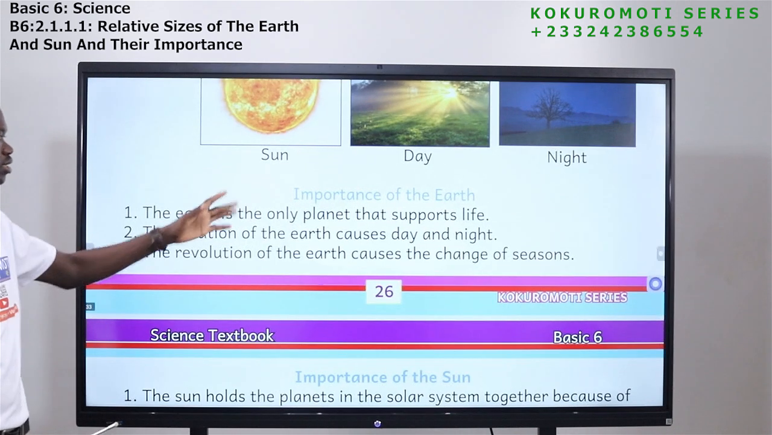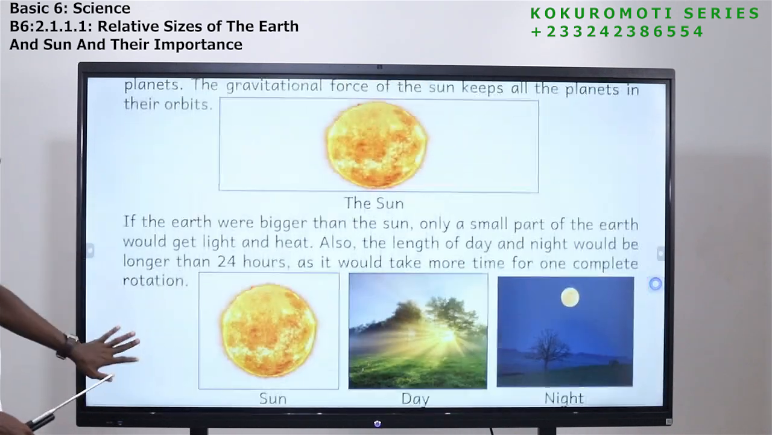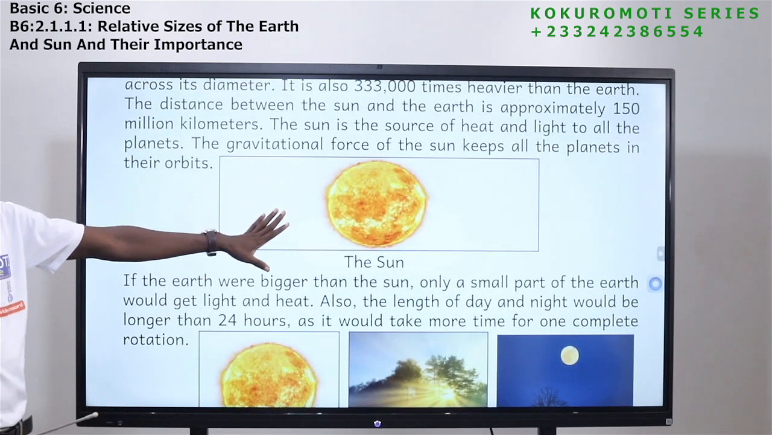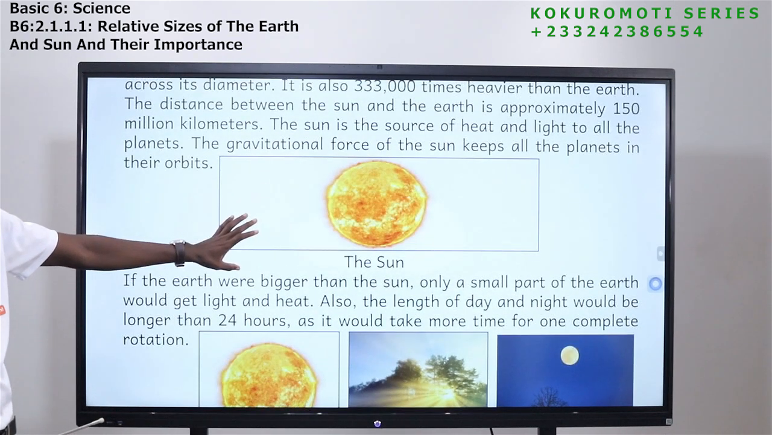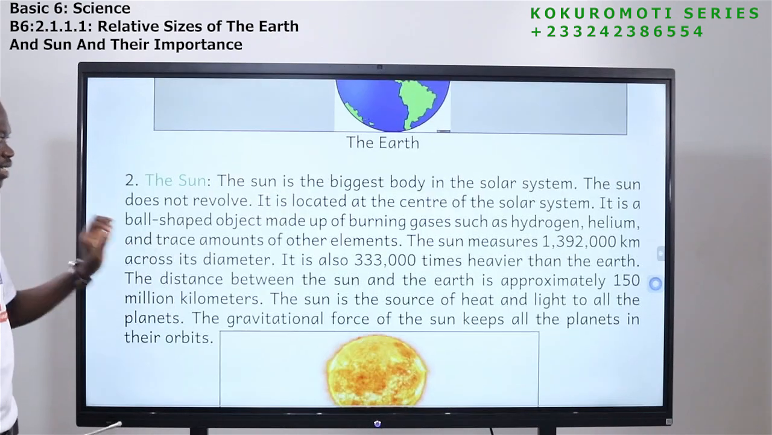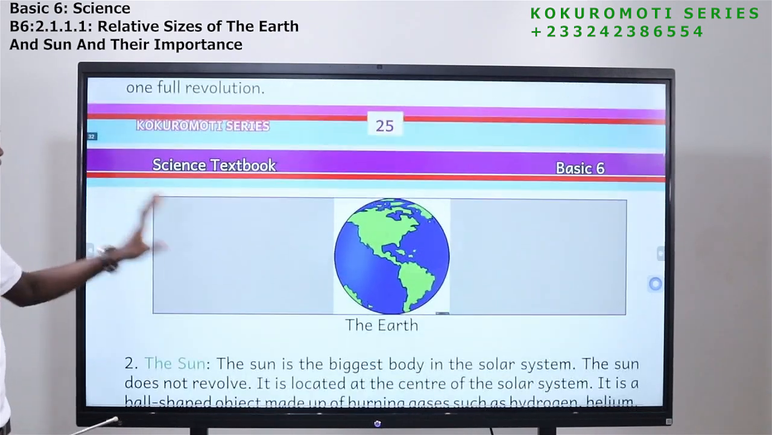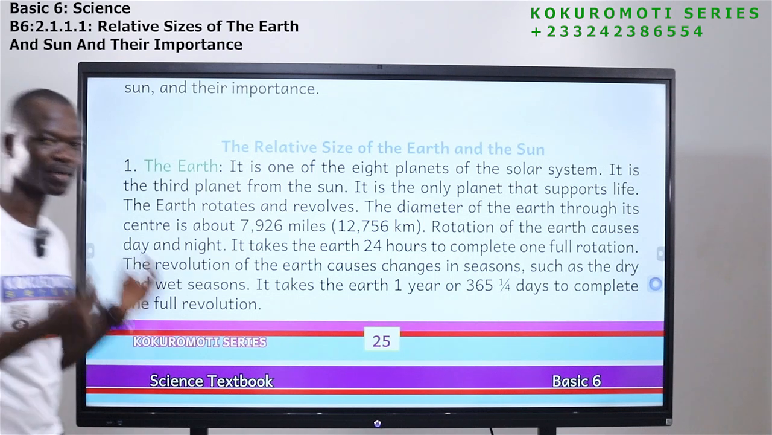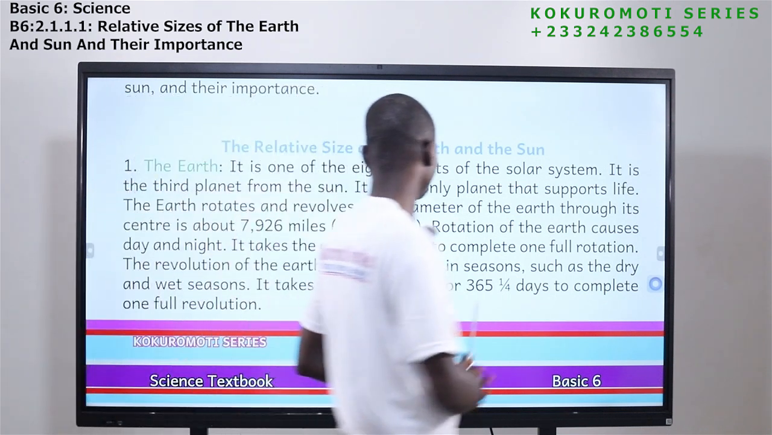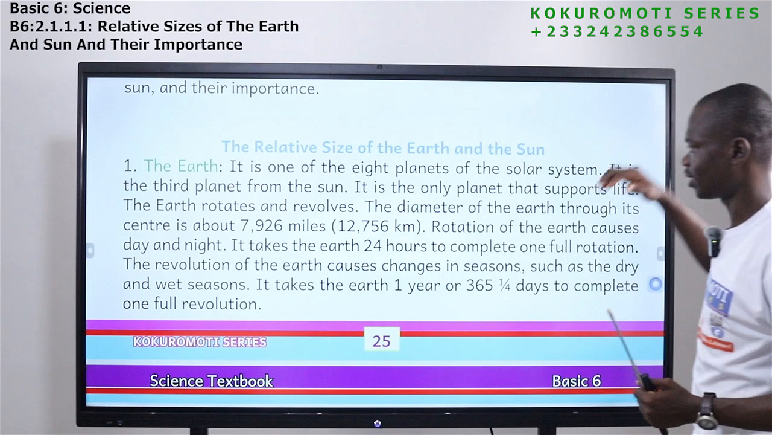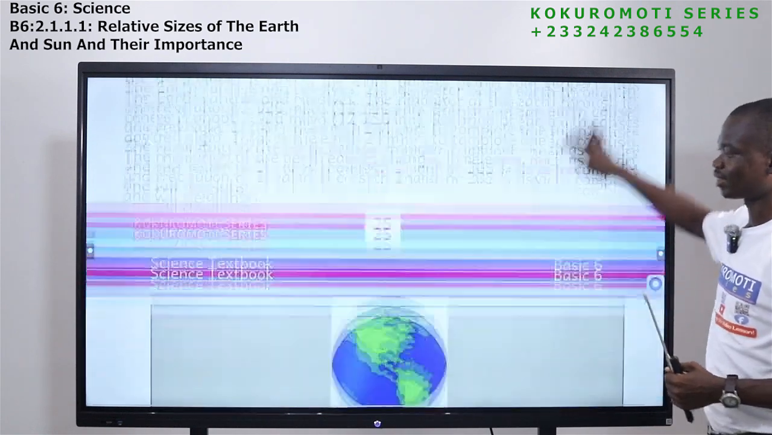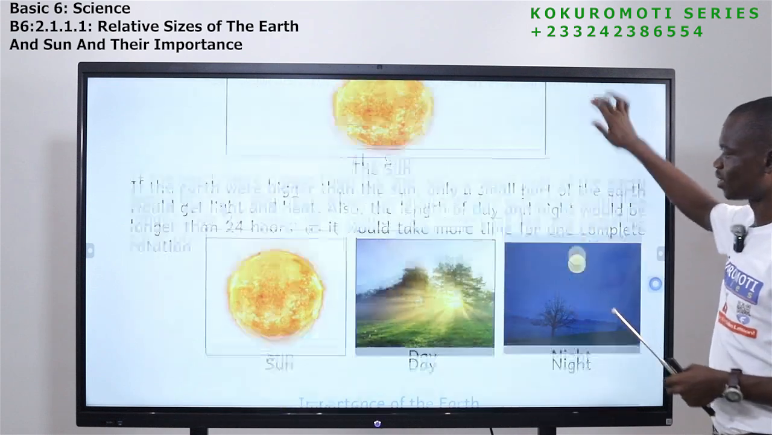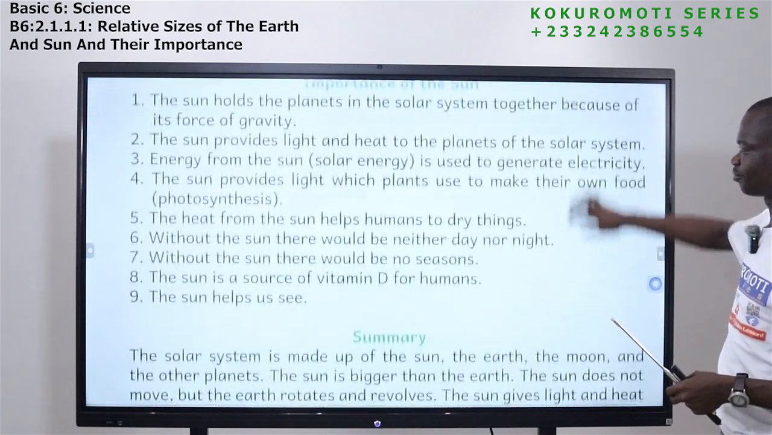We have seen the importance of the earth. We have also seen some facts about the sun, the size of it. We have also seen some things that happen, revolution, rotation. We have seen the diameter of the earth, the diameter of the sun. So this is what we have learned today, and I believe you have understood everything.